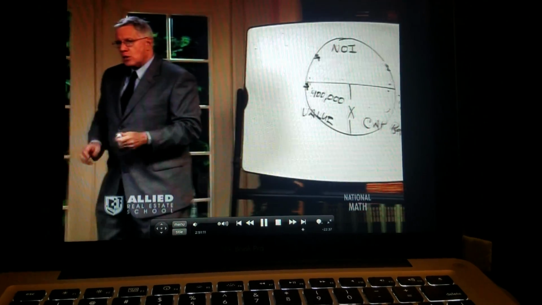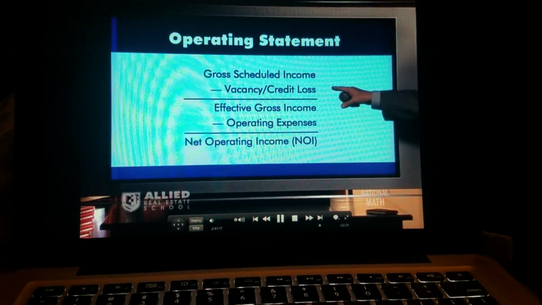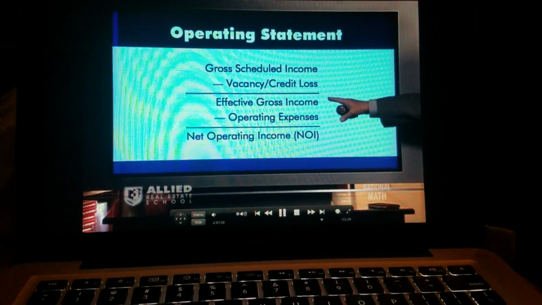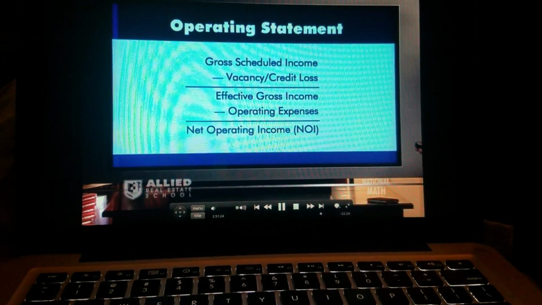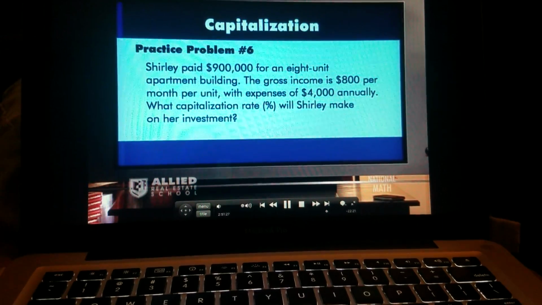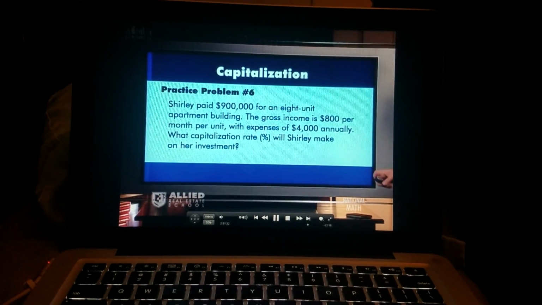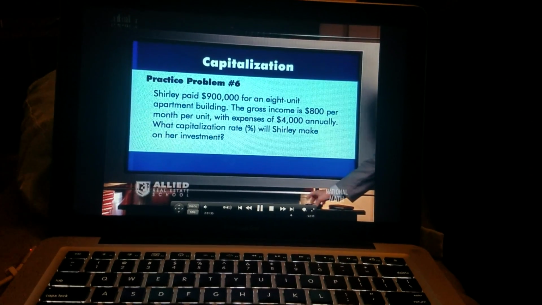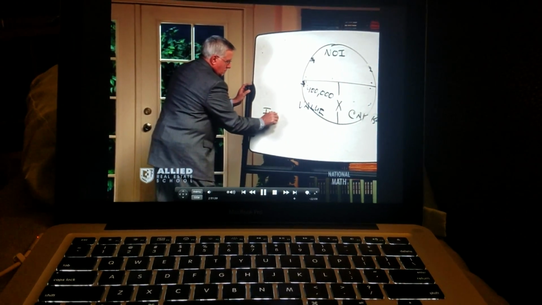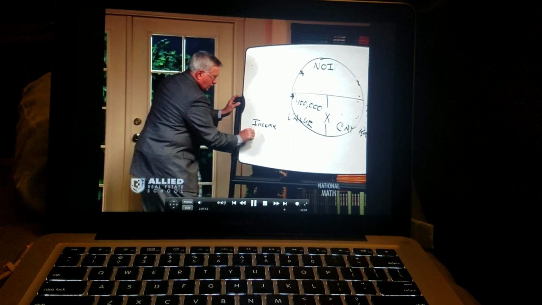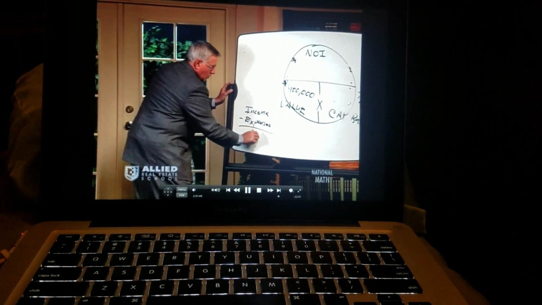Now let's page back and look at our schedule again. Gross scheduled income, minus vacancy credit, gives us effective gross, minus the operating expense to give us our NOI. So what are they going to give us here? They're going to give us the income, which is $800 per month per unit. Okay? So we're going to have to calculate that income, then subtract our expenses to get to our NOI.